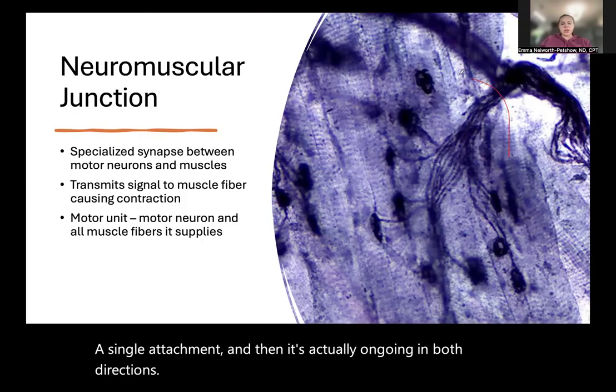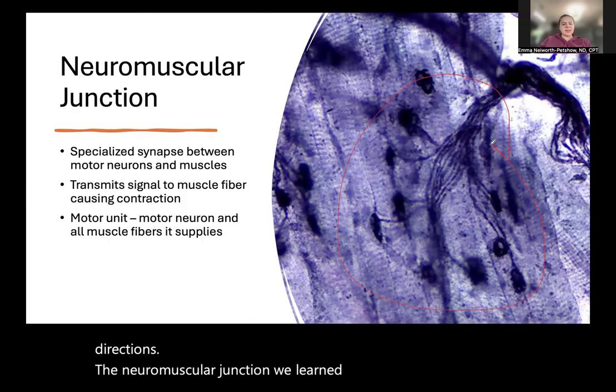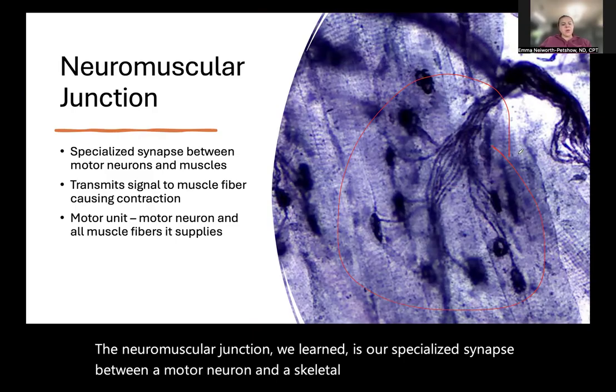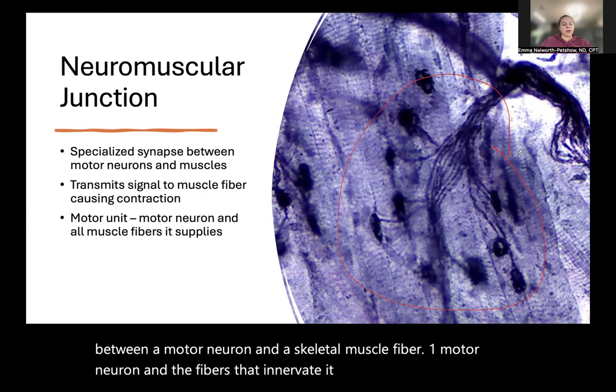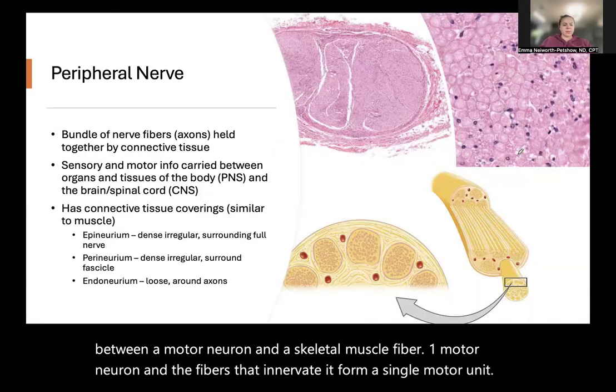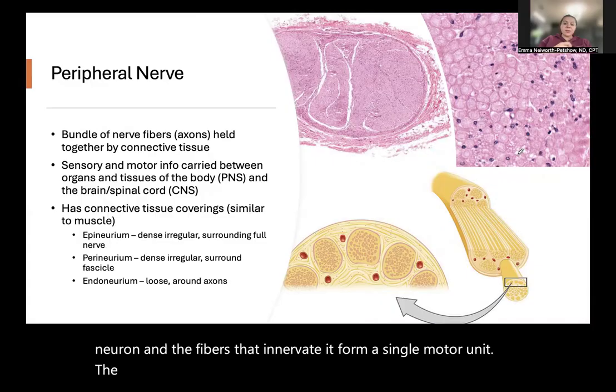The neuromuscular junction, we learned, is our specialized synapse between a motor neuron and a skeletal muscle fiber. One motor neuron and the fibers that it innervates form a single motor unit. The peripheral nerves contain thousands of axons and they're all bundled together.